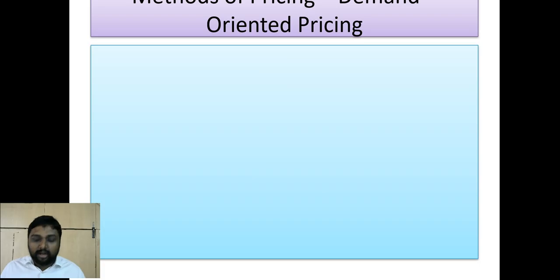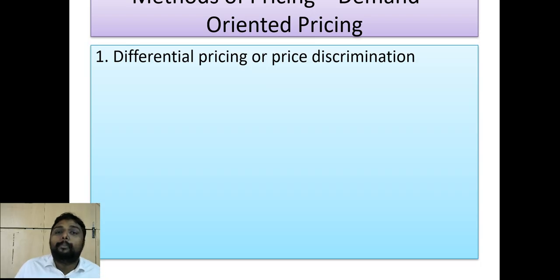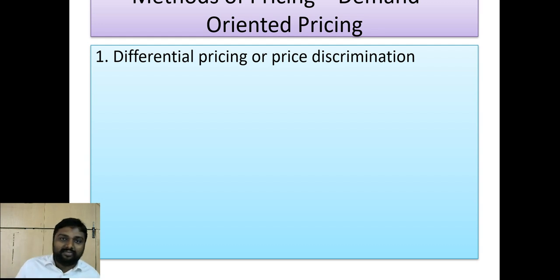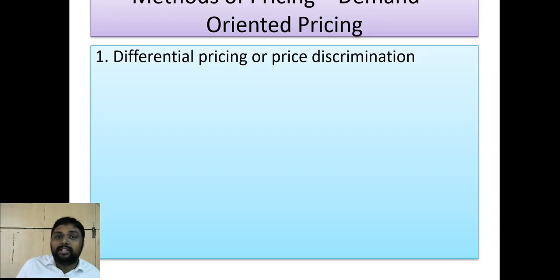Now next is demand oriented, on the basis of demand. Demand oriented is differential pricing or price discrimination. It's very clear. If you go and buy one product, the price is different. If you go and buy 100 products, the price for one product is not the same. That difference we call quantity difference. Got it or not? On the basis of quantity, the price will differ.